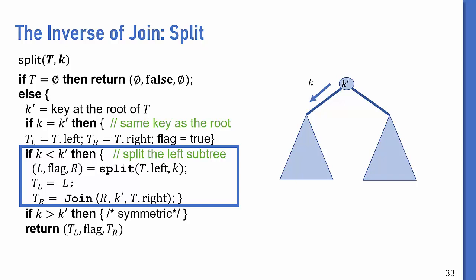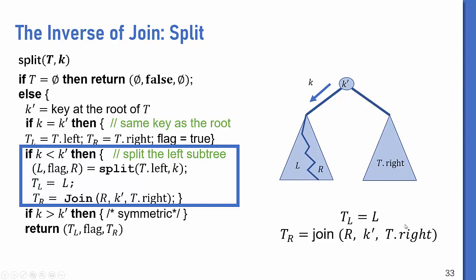Now, in this case, we recursively split the left subtree of T into L and R. Then, obviously, all keys smaller than K are those in L. So TL is just L. For all the keys that are larger than K, we have three components: the right output of the recursive call, R, the root, K prime, and also all the right subtree in T are larger than K as well. So we just need to use a join to connect the three of them, and that's TR. And that's it. This is the split algorithm.